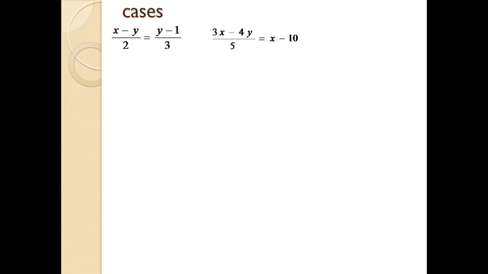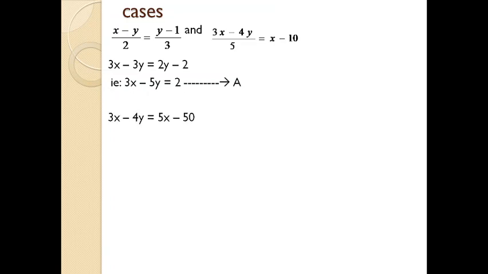Okay, first of all let's go for the first part, (x minus y) by 2 equal to (y minus 1) by 3. In order to remove the fraction, we can just cross multiply. Then we will get 3x minus 3y equal to 2y minus 2. And next, you all know that we have to shift the known values and unknown values to either side of the equal sign. I hope you are aware of that rule.